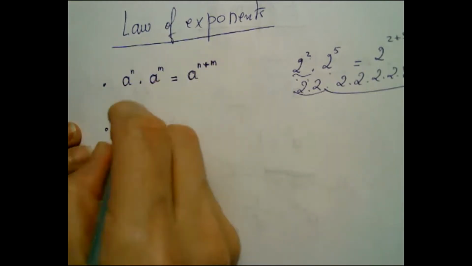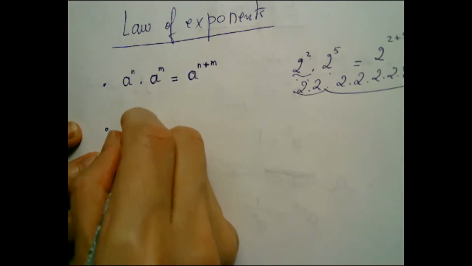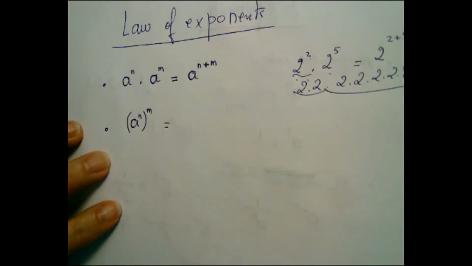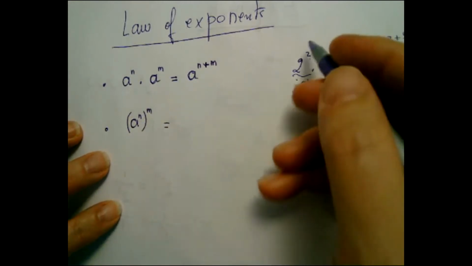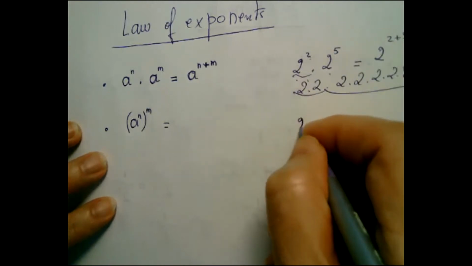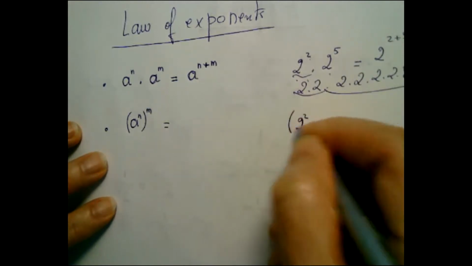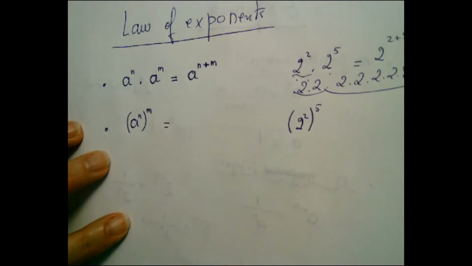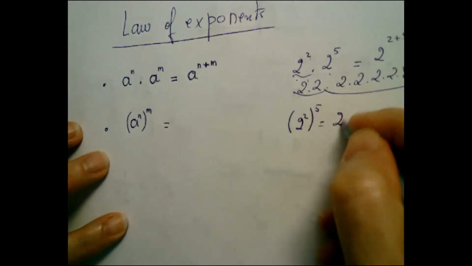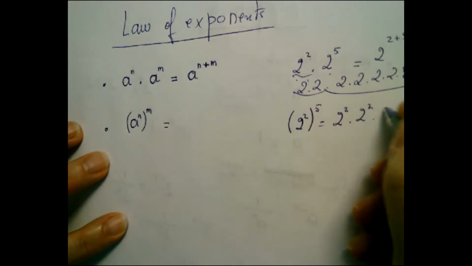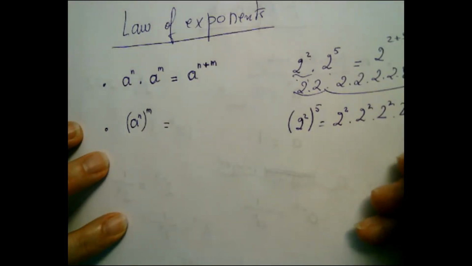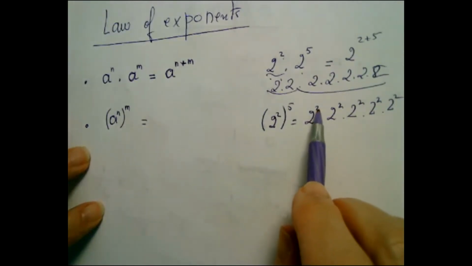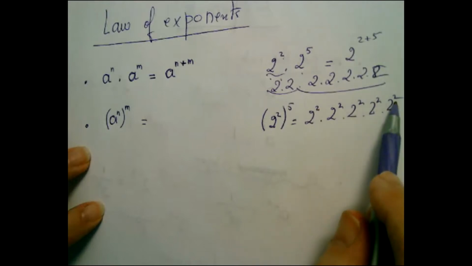Now, if I take a to the m and I raise it to a power n, that's a very different problem now, very different than before. What does this mean? Let's go back to the example here. If I take 2 squared, and I raise it to the power 5. So now how many 2's do I have? I have 2 squared, 2 squared, 2 squared, 2 squared, 2 squared, right? 1, 2, 3, 4, 5 2's.